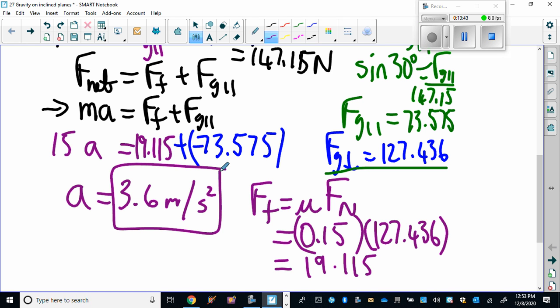Obviously, if you got greater than 9.81, then something is amiss because it can't be more than gravity. So 3.6 is a pretty reasonable answer, and there ends 14 glorious minutes of gravity on inclined planes. That's also the end of chapter 3. So get ready for chapter 4, which is all about gravity. Yay.